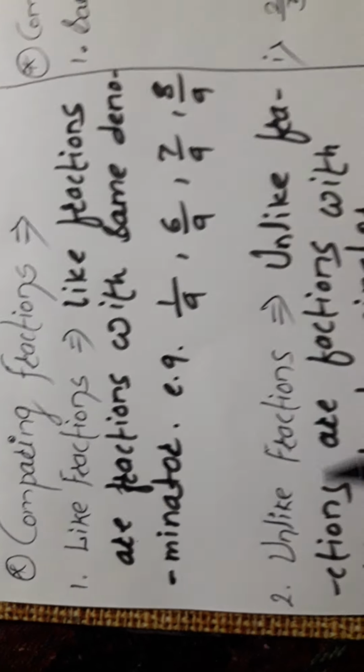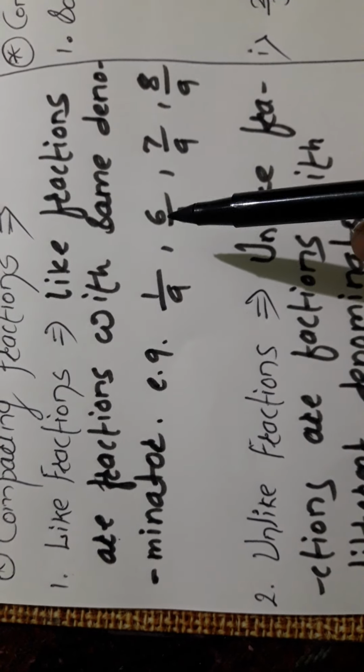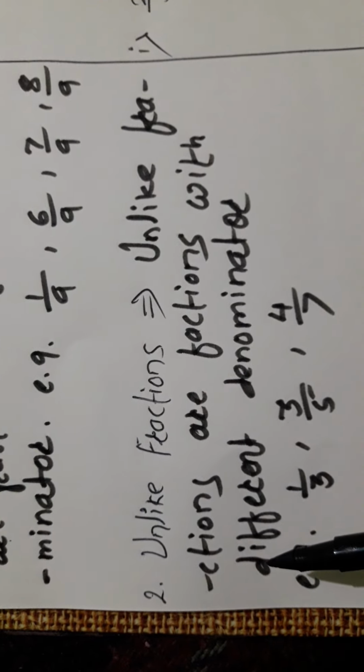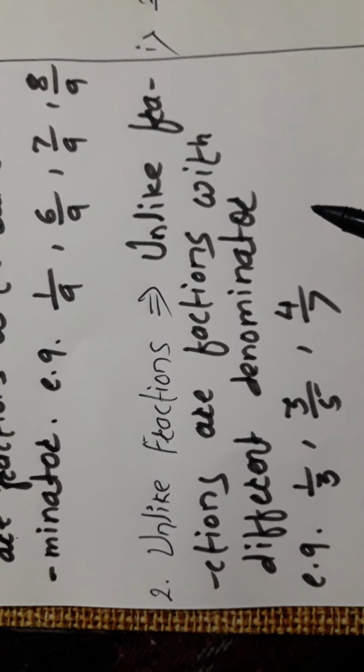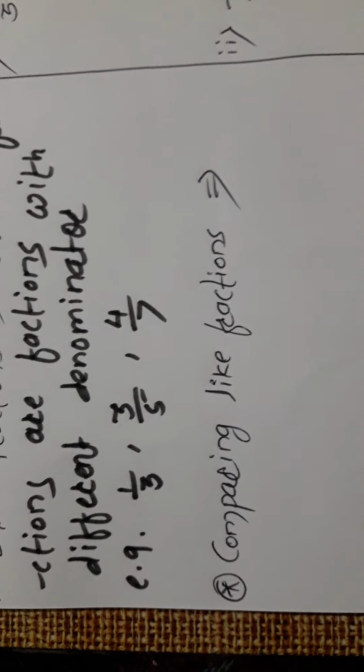Which one? Like fractions and unlike fractions. The fractions having the same denominator are known as like fractions, and the fractions having different denominators are known as unlike fractions. Okay. Now I will start this point.